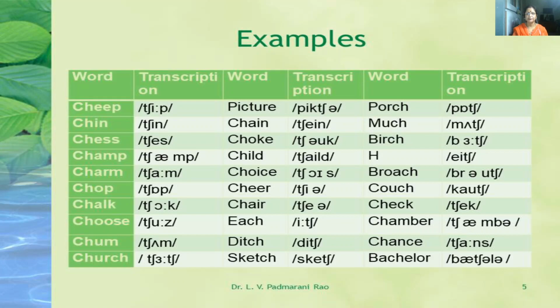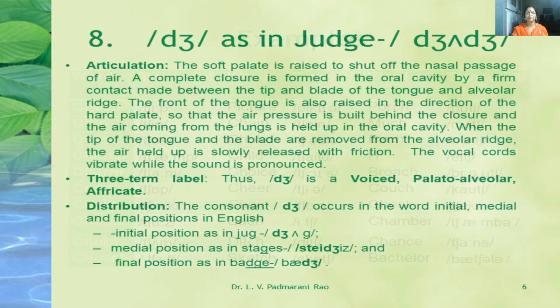CHAMBER, chamber. CHANCE, chance. BACHELOR, bachelor. That's right. Read the words again and practice the pronunciation so that you could practice the ch sound very efficiently. The next sound that we have is j.